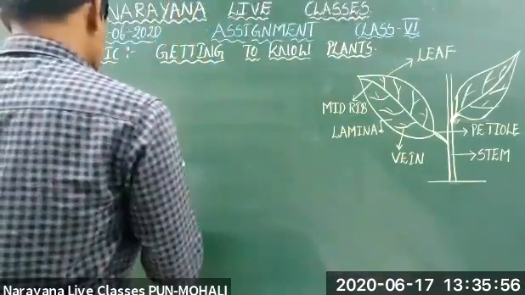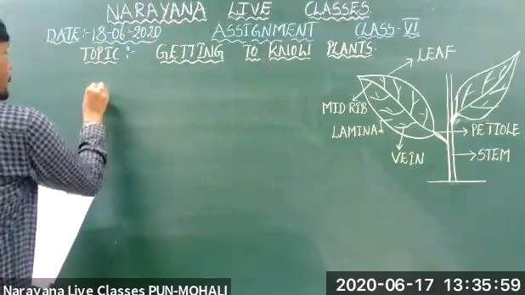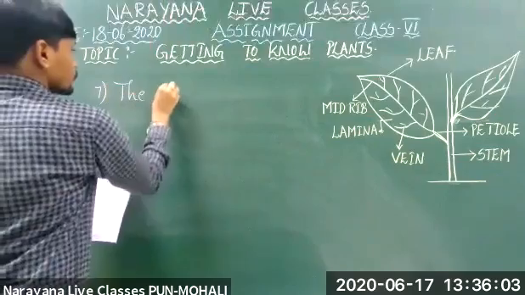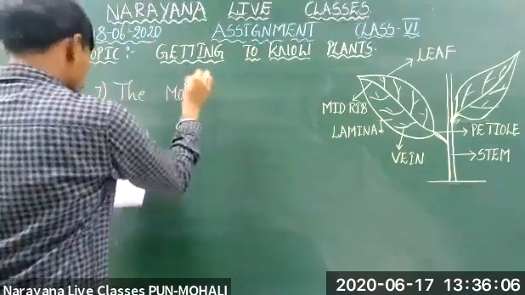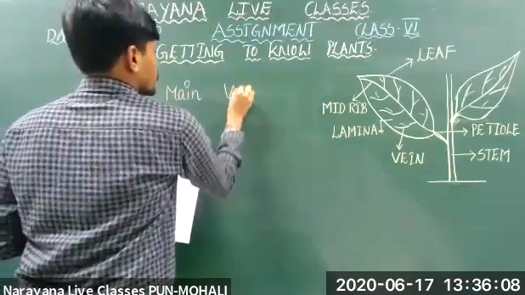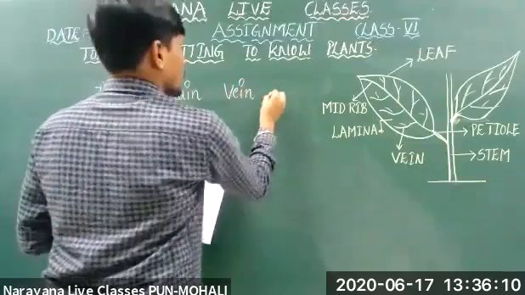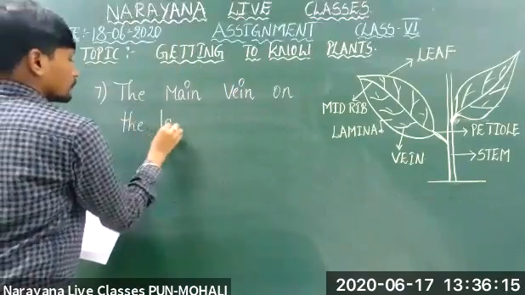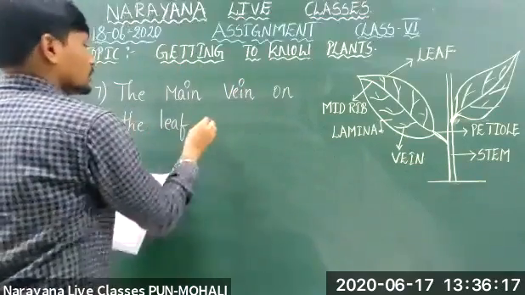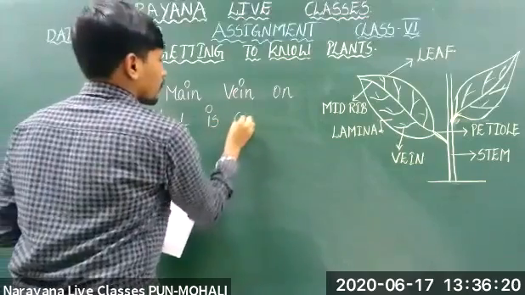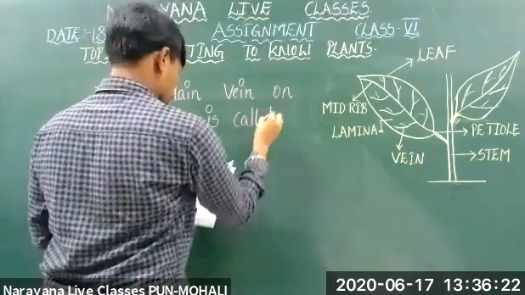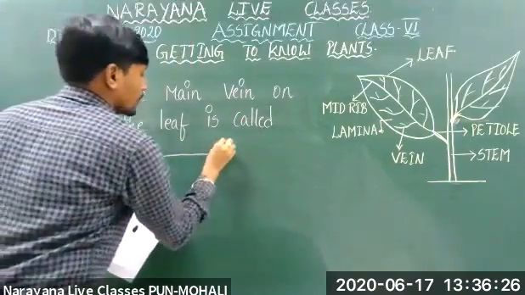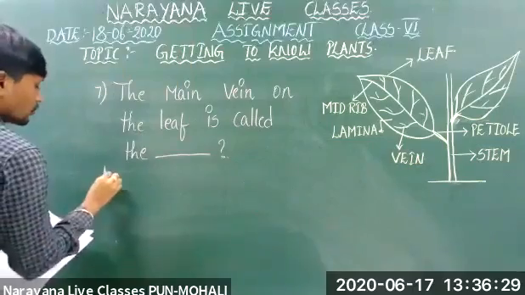Seventh one. The main vein on the leaf is called dash. The main vein on the leaf is called dash.